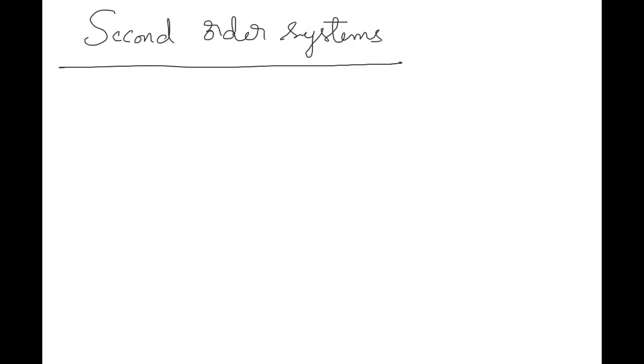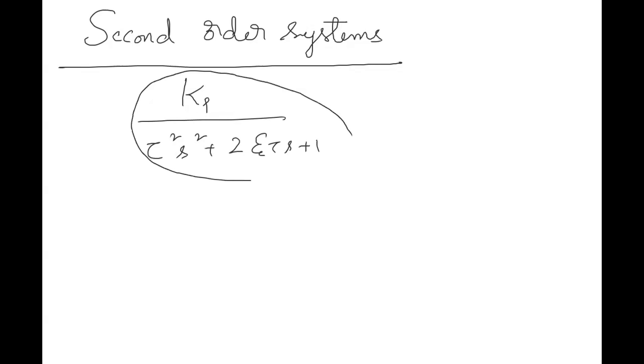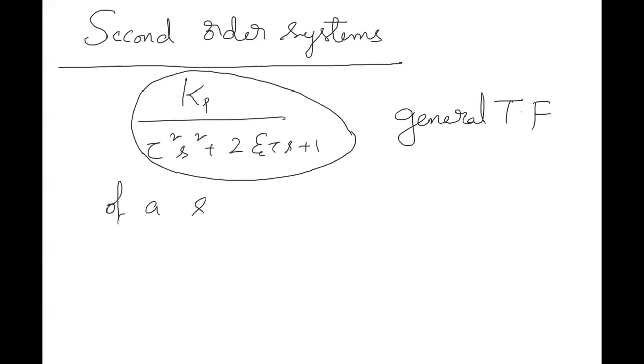So what is the general transfer function of a first order system? Kp by tau s plus 1. Like this. What is the general transfer function of a second order system? It is Kp by tau square s square plus 2 zeta tau s plus 1. So this is the general transfer function of a second order system.